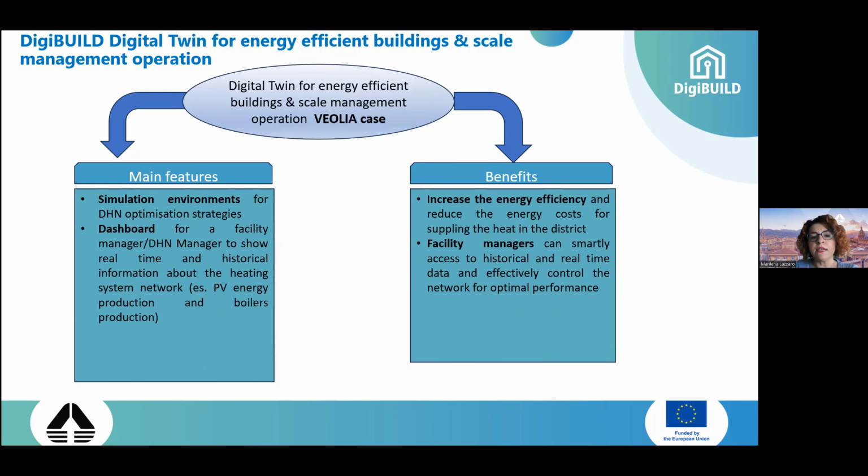The Veolia case. In this pilot, Veolia is an energy company in Spain, and we are talking about two district heating networks, named CP Fasa and Rio Vena, both located in Spain, and the digital twin in this case is developed for a district heating. The digital twin for a district heating works as a simulation environment for optimizing the district heating energy efficiency. In this case, we are integrating the services for district heating optimization that was mentioned before by Andrea. And we provide a dashboard for the facility manager, the district manager, to show all relevant information related to the district, like real-time and historical information.